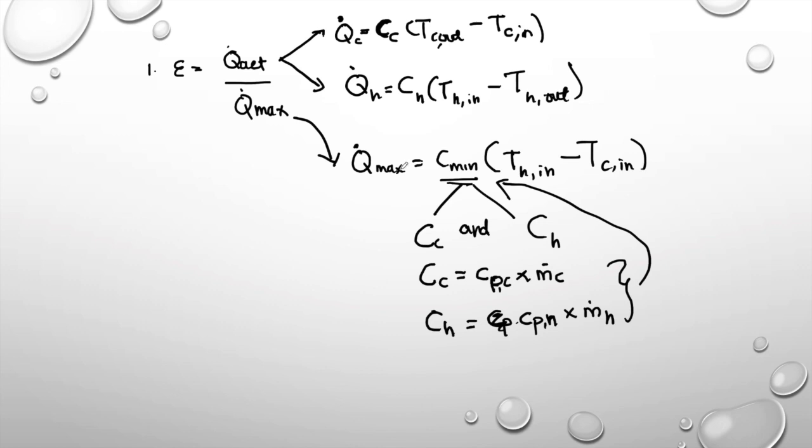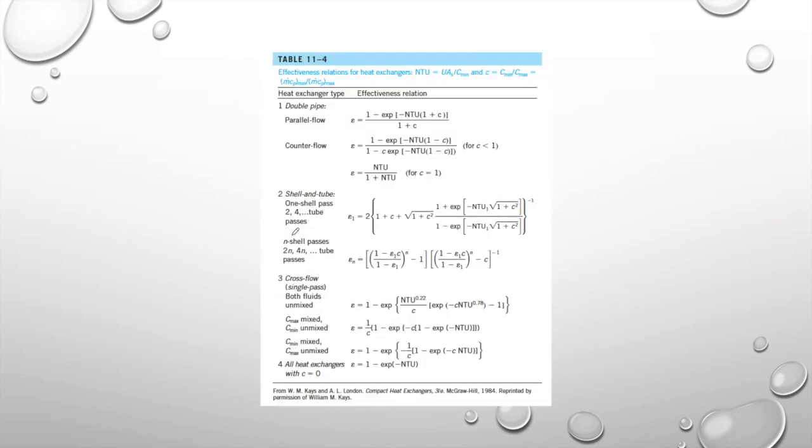I think I already wrote down all the equations for the effectiveness NTU method. The other equations will be shown in the graph and table. Now we take a look at here. I believe that you already know about this table 11.4 and 11.5. For this 11.4, I'll explain a little bit more on this table.